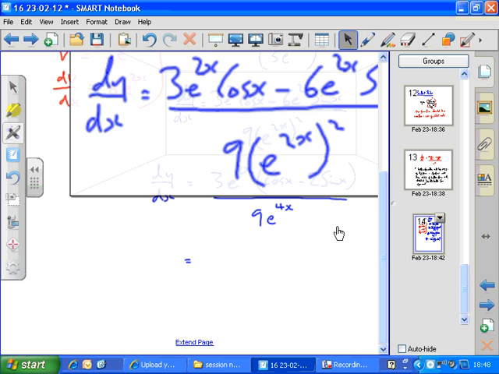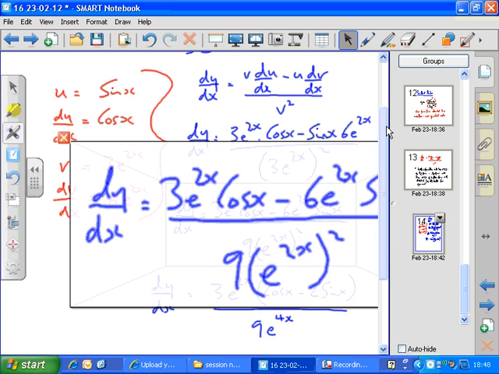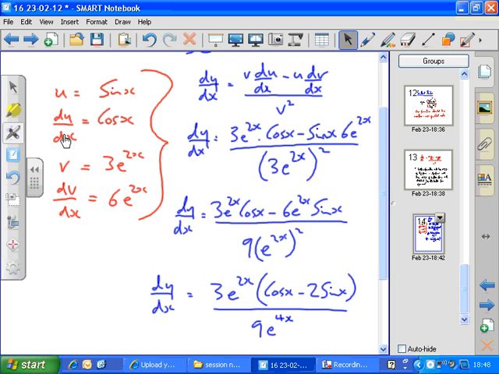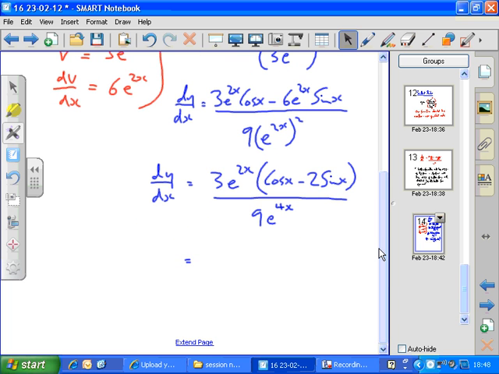So I actually can cancel out this e to the 2x here with one of the e to the 2x at the bottom, because e to the 2x squared means e to the 2x times e to the 2x, so I get rid of that, leaving just e to the 2x on the bottom.